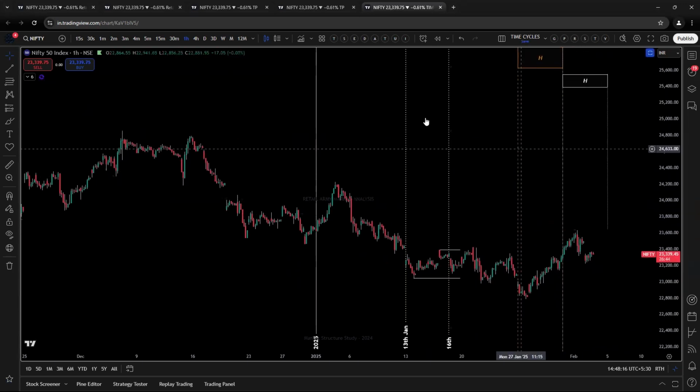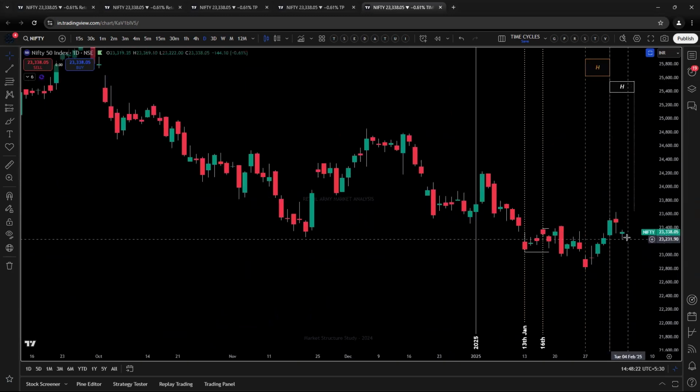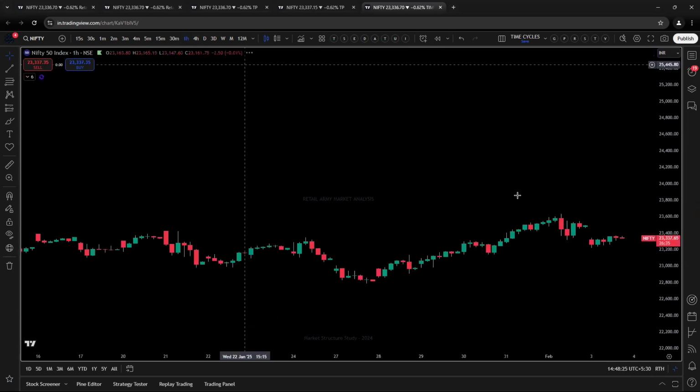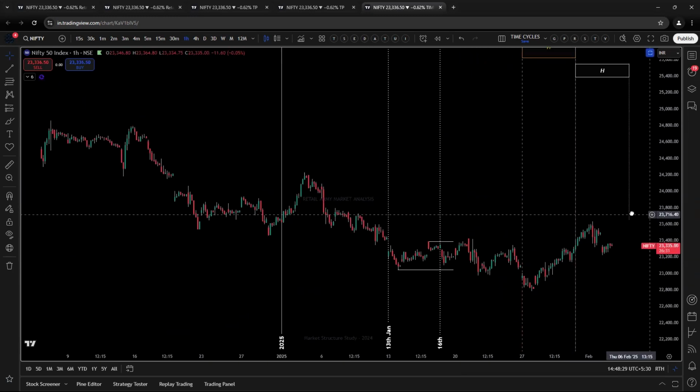This is a 1 hour chart. You can zoom out and see 1 day chart. Let me see how it looks like. All these dates have already been shared on YouTube. So just watch the time cycles video again. I'm going back down to a 1 hour chart for more clarity in price action.